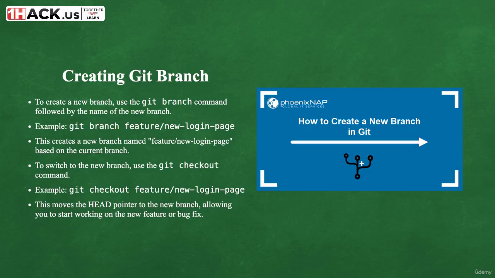It's important to note that the branch naming convention can vary, but it's generally a good practice to use a descriptive name that reflects the purpose of the branch, such as feature, bugfix, or hotfix. This helps to keep your branch structure organized and easy to understand. Once you've created and switched to the new branch, you can start making changes to the codebase, committing your work, and pushing the branch to a remote repository for collaboration with other developers.